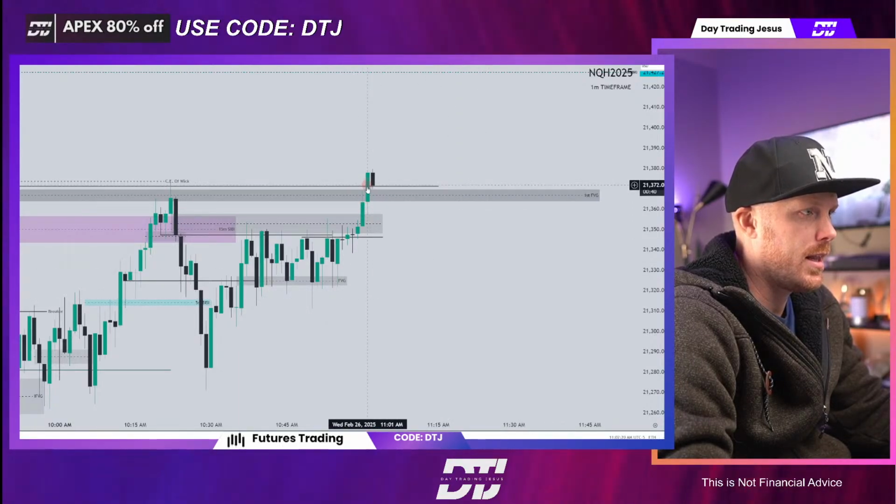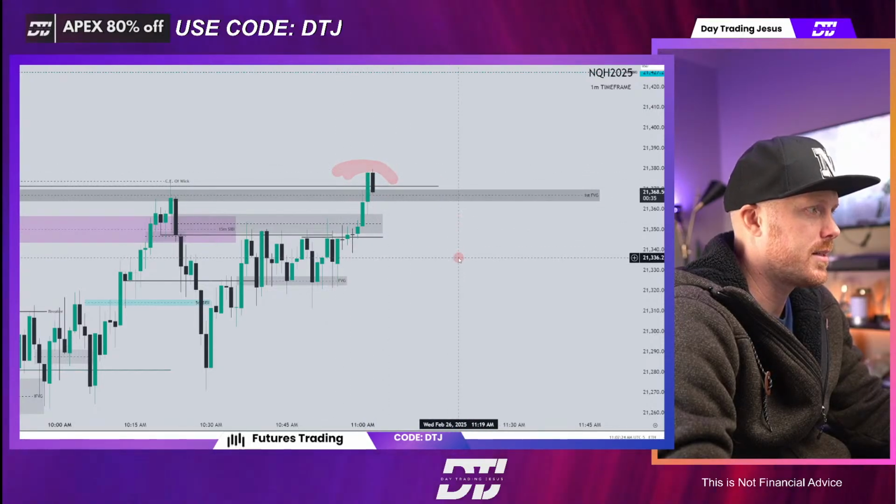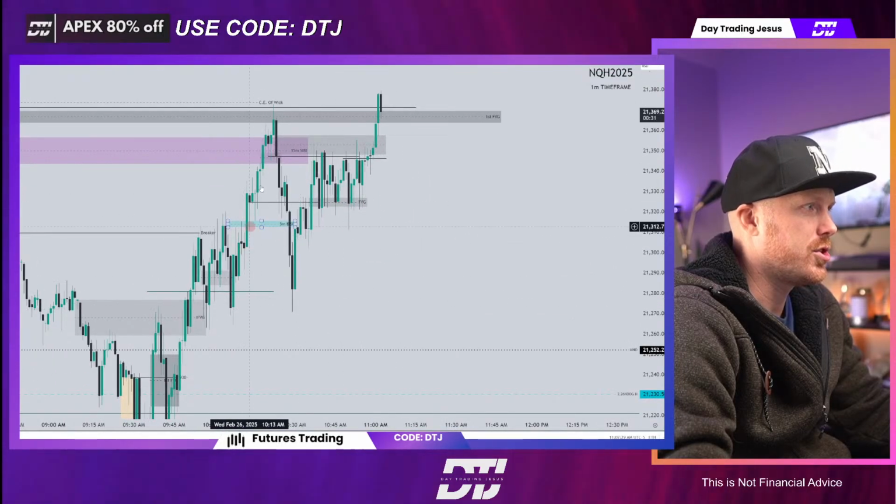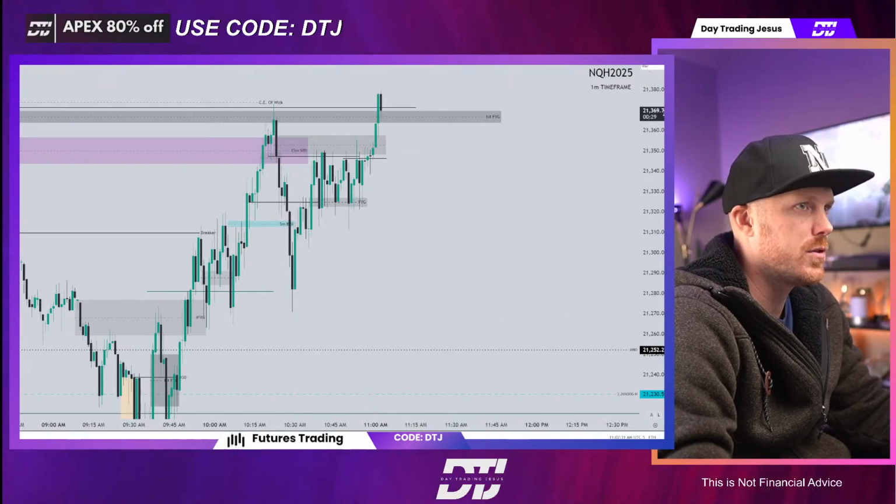Did it right at 11 o'clock. So let's see if this is a swing high put in right at the top of the hour. If it's going to just do this gyration back and forth and slowly move its way.